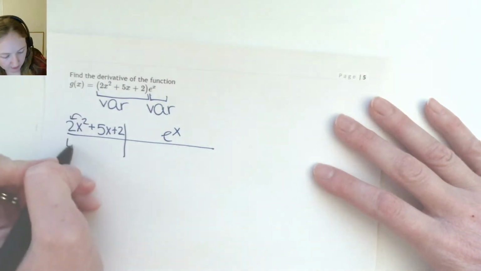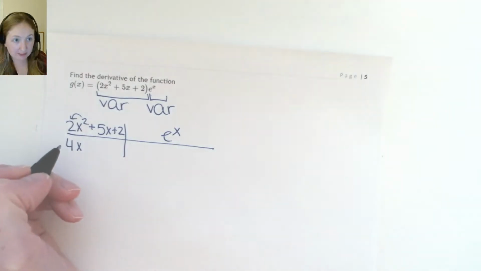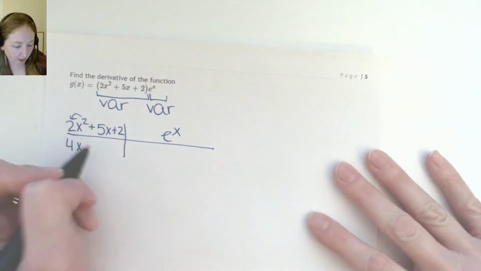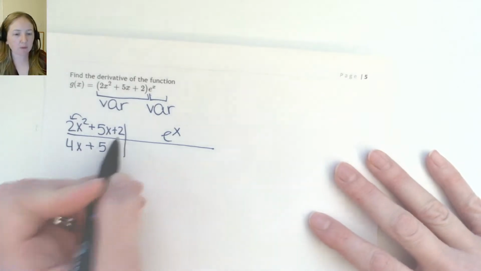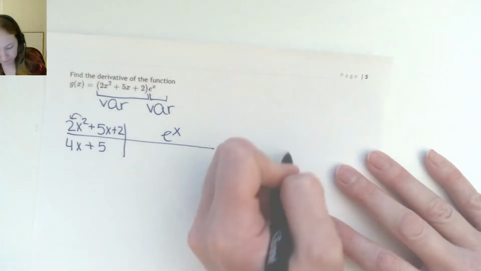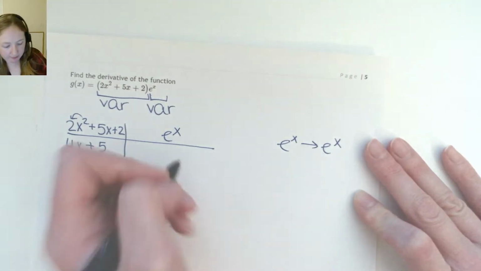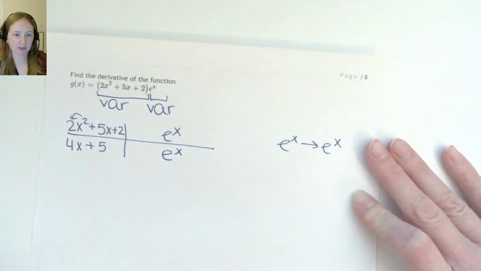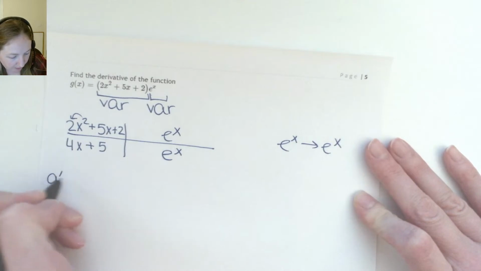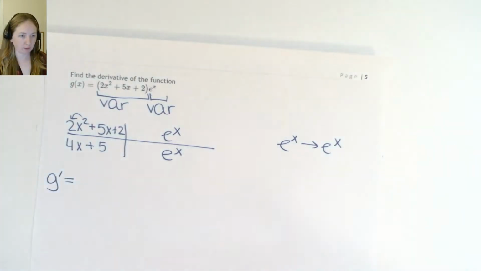Again, taking the derivative, I get 4x plus 5, and then the plus 2 goes to 0. Remember, the new concept here is that e to the x goes to e to the x, so that derivative will be e to the x. Then I plug in to the product rule with parentheses.